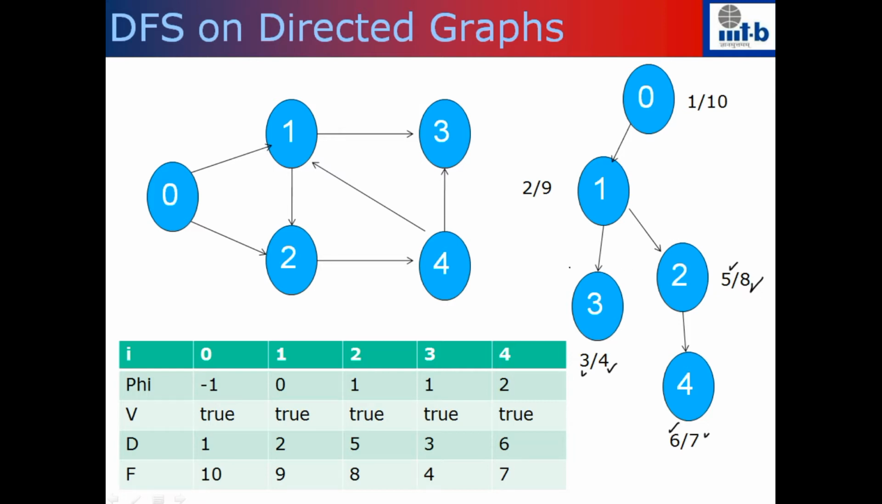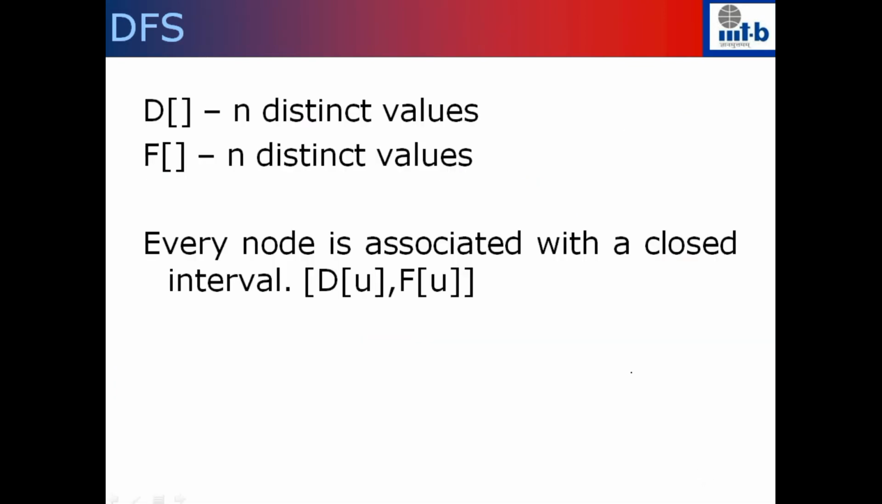What we are going to study is that we have this nice discovery time and finish time. We will look at some properties of these values. Recall that the discovery times take n distinct values, and the finish times also take n distinct values, because every time you set a counter to either d or f, the counter increases by 1. So you can't assign the same value to two nodes.